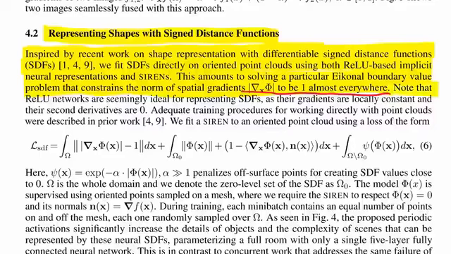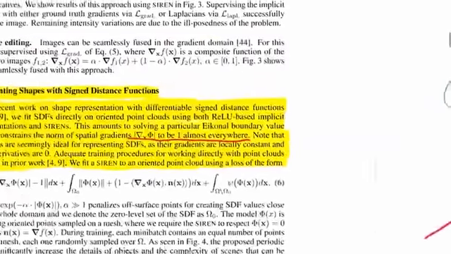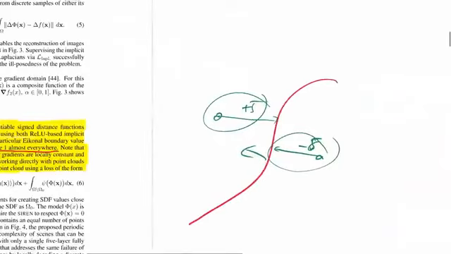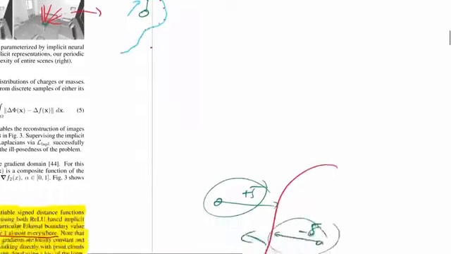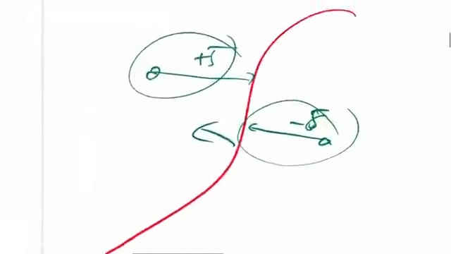Note that ReLU networks are seemingly ideal for representing SDFs, as their gradients are locally constant and their second derivatives are 0. Adequate training procedures for working directly with point clouds were described in prior work. We fit a siren to an oriented point cloud using a loss of the form, and now we'll look at the loss. So the first thing you observe in the loss is that it is made of 3 different integrals, and that simply means they now partition the space right here. They partition it into 2 different regions, so to say.